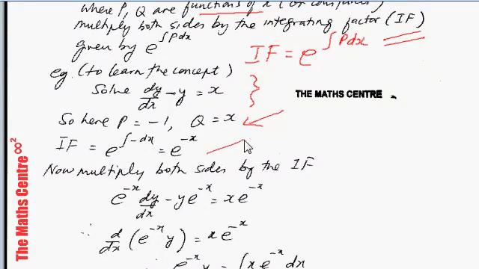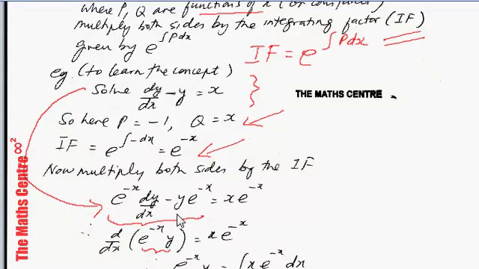Now we have to multiply both sides of the differential equation given to us by the integrating factor, and that's what you can follow in this line. e to the power of minus x dy/dx minus y times e to the power of minus x equals x times e to the power of minus x. Now look at the left hand side. You can get the left hand side when you differentiate e to the power of minus x times y.